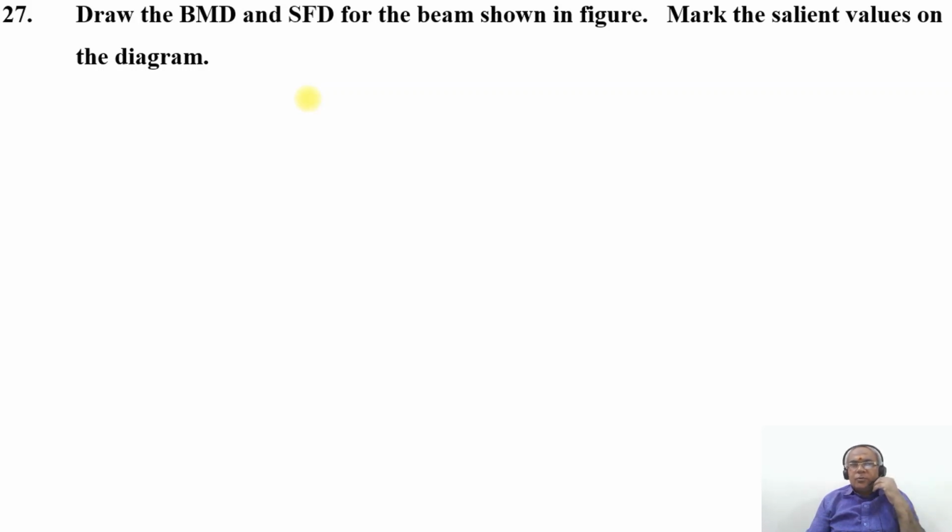Now, we are going to take up one more problem on the overhanging beam. The problem reads as, problem number 27. Draw the BMD and SFD for the beam shown in figure. Mark the salient values on the diagram.